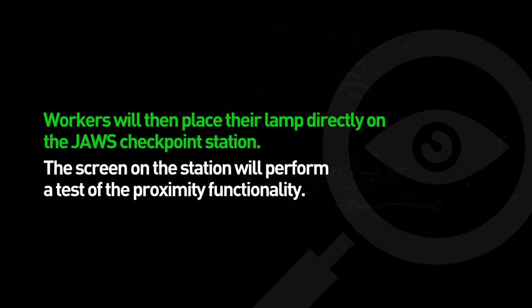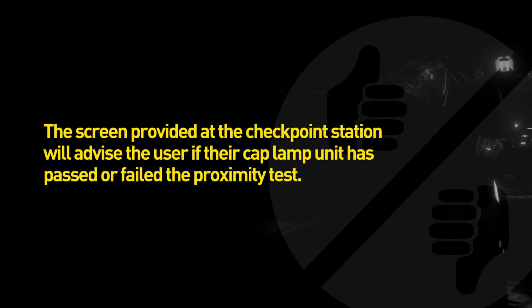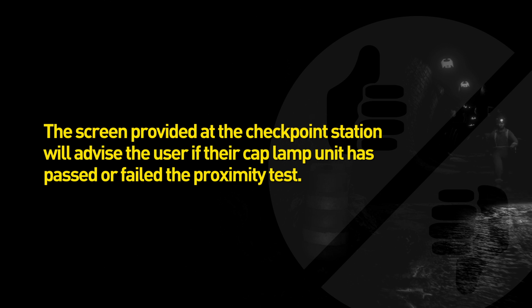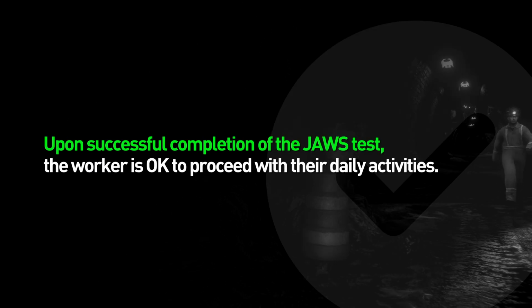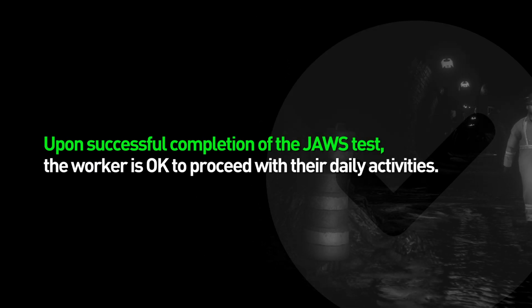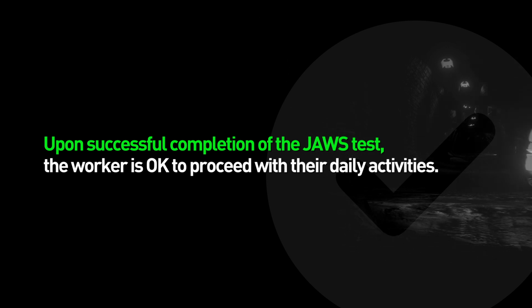The screen on the station will perform a test of the proximity functionality. The screen provided at the checkpoint station will advise the user if their cap lamp unit has passed or failed the proximity test. Upon successful completion of the J.A.W.S test, the worker is okay to proceed with their daily activities.